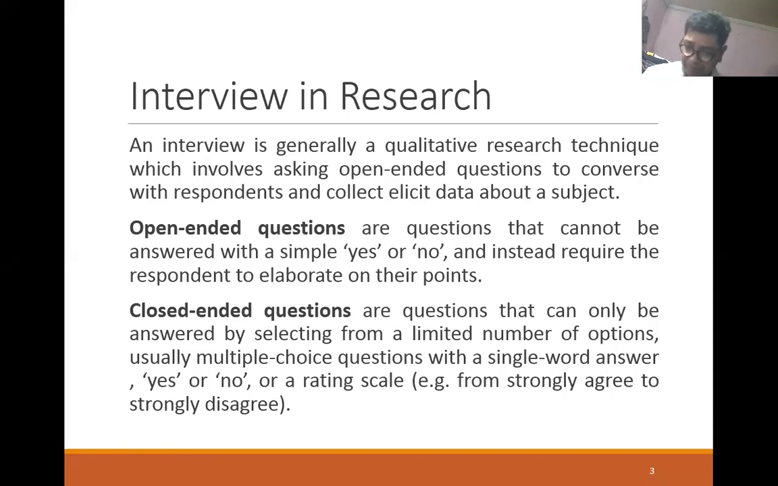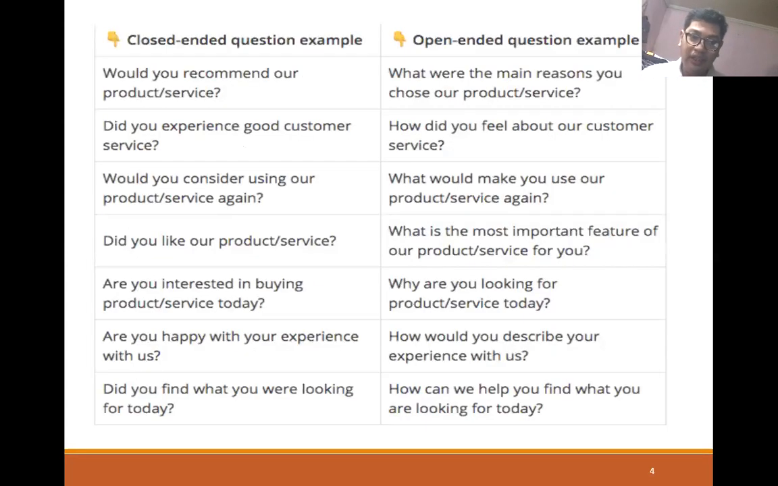I will give you examples of these two later on. The second one is the closed-ended question. Obviously, it's the opposite of the open-ended question: questions that can only be answered by selecting from a limited number of options, usually multiple choice questions with a single word answer, yes or no, or a rating scale like a Likert scale from strongly agree to strongly disagree, and things like that. As I said a while ago, these are the examples of open-ended and closed-ended questions.